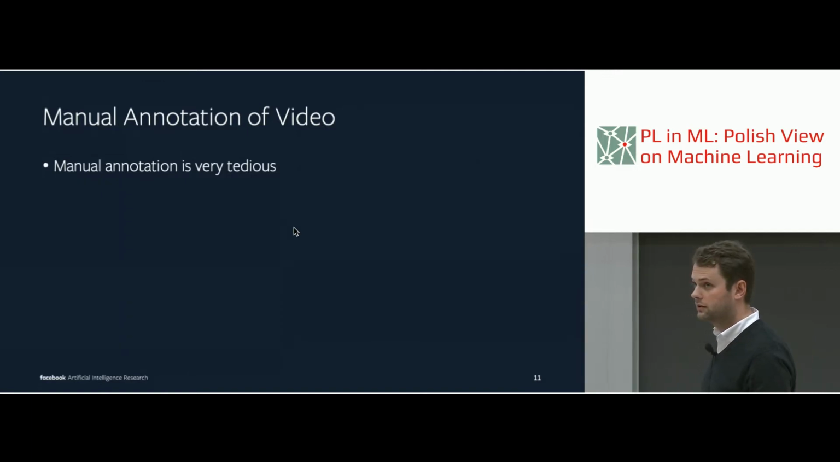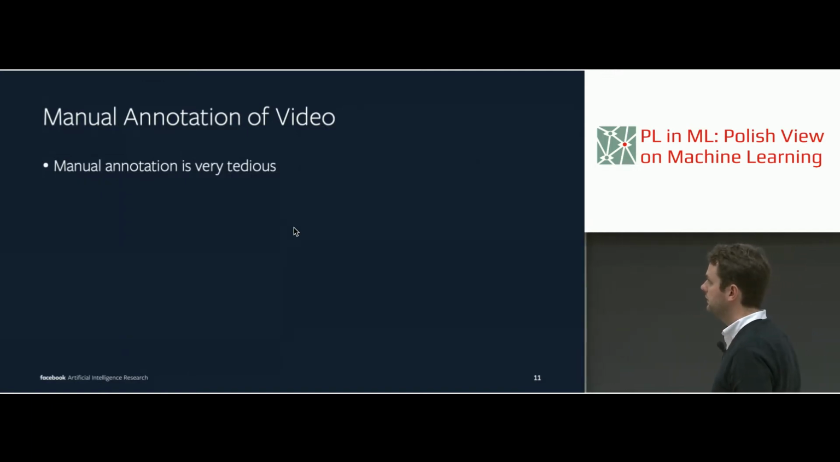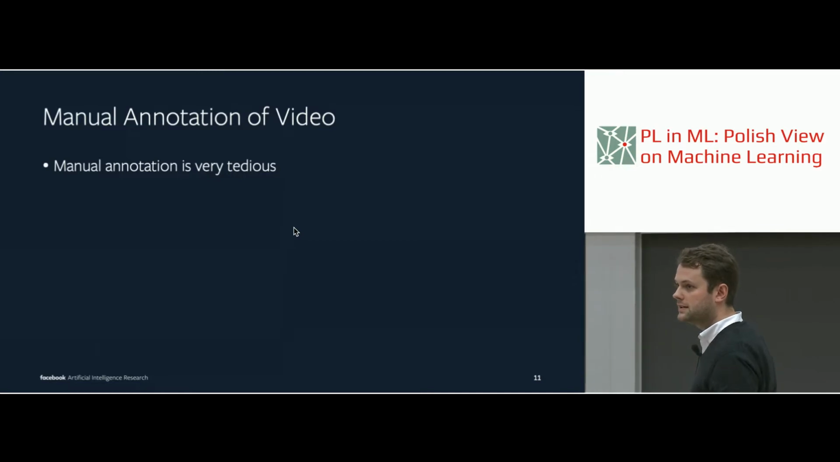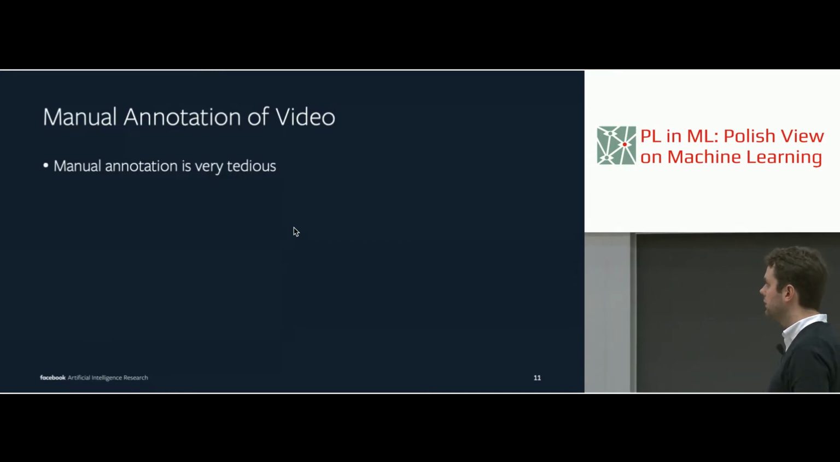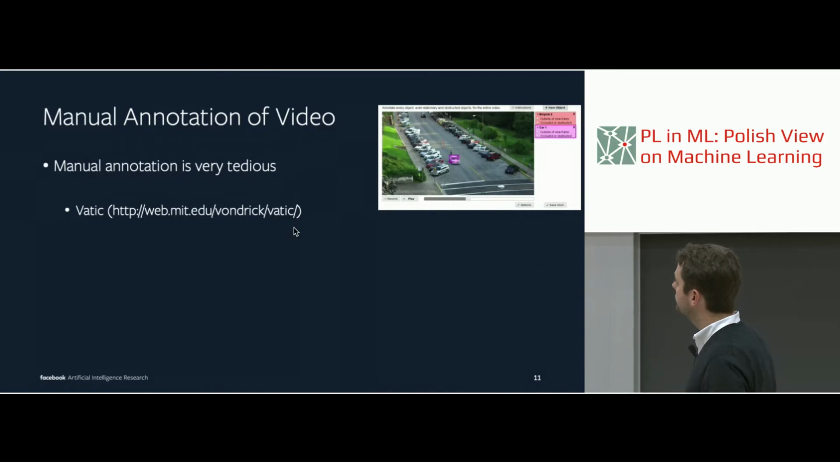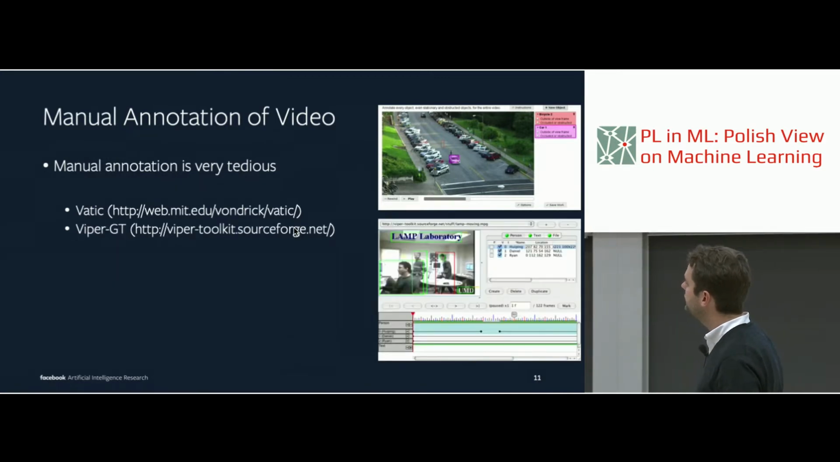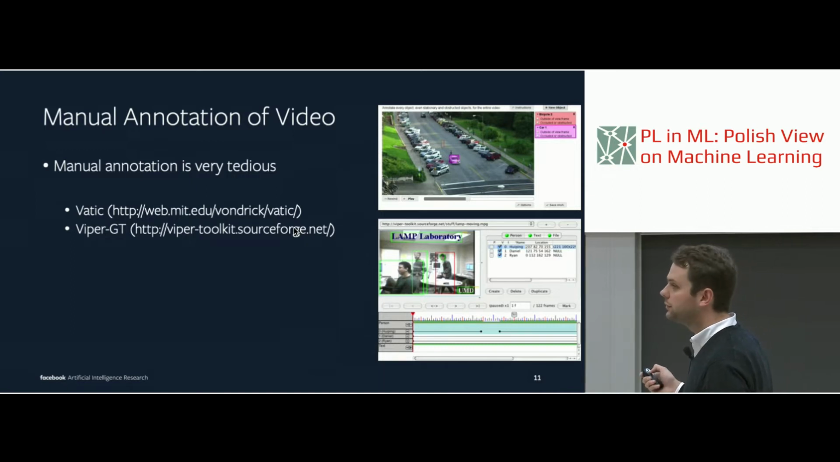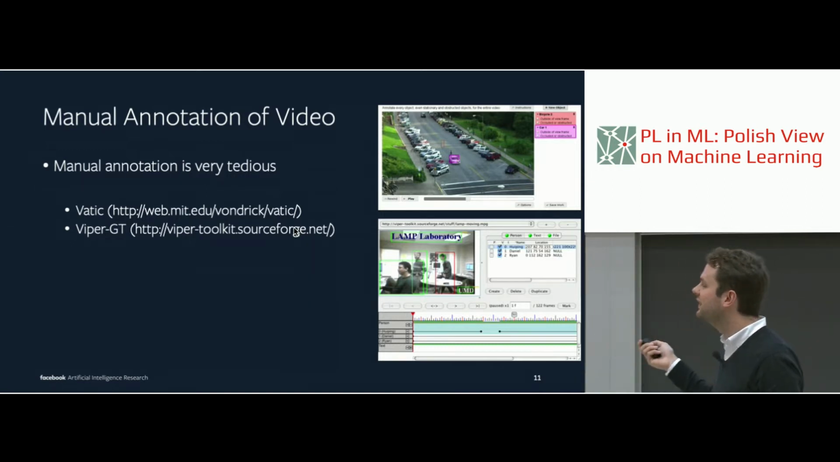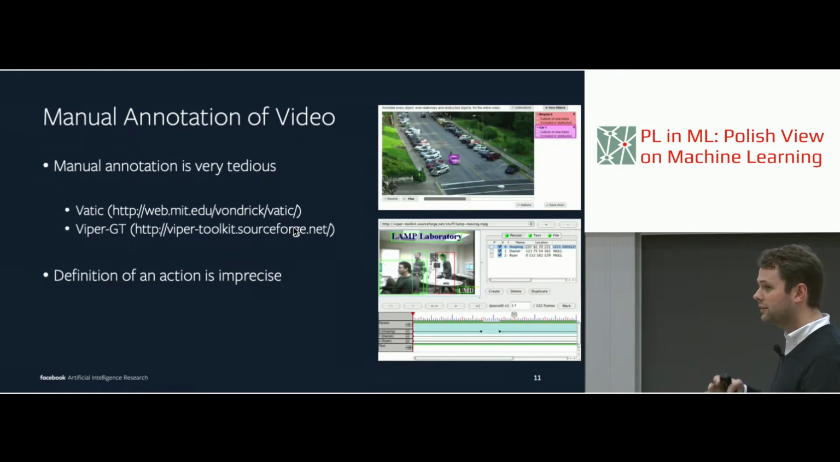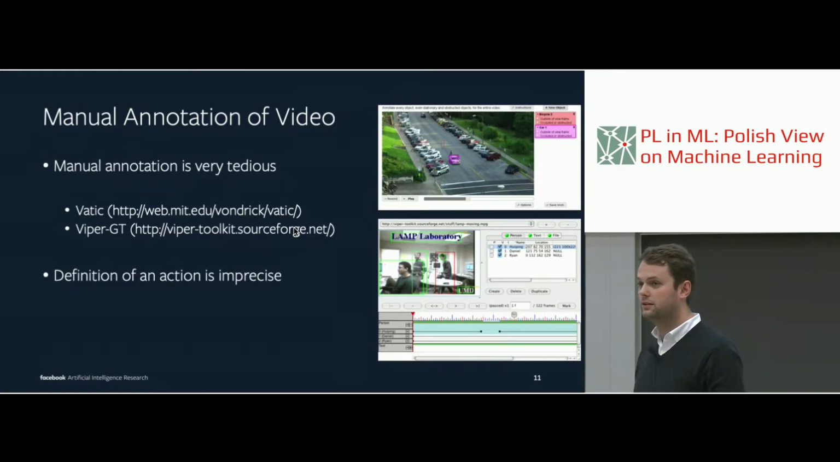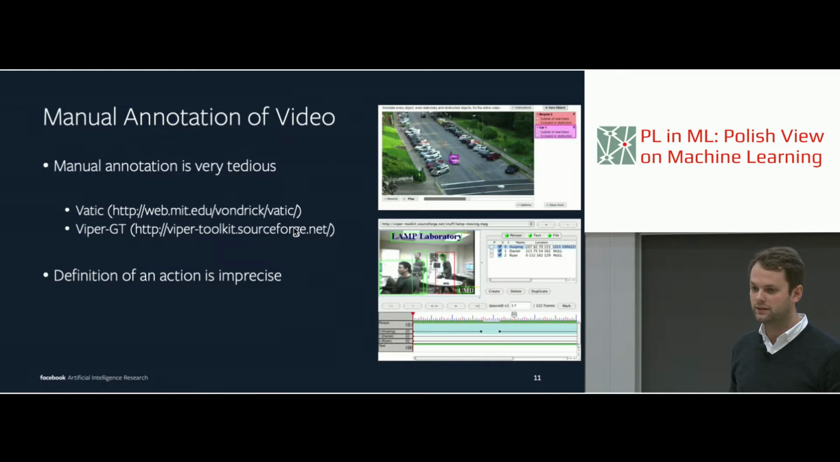The manual annotation of an action means that basically you need to scroll in time and say, here the action begins and here it ends. There are some tools to do that. These are pretty old slides, from 2013 or 14, I think. There may be new tools since then. But the UI of these tools is pretty bad. And the definition of the action is very imprecise.